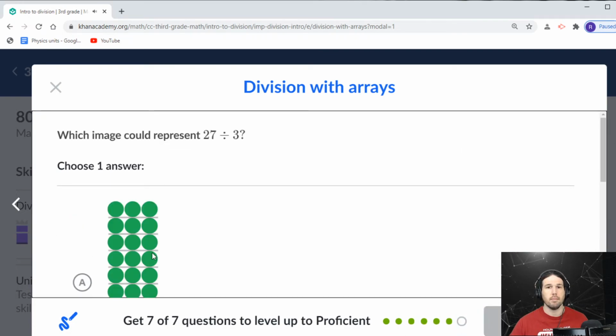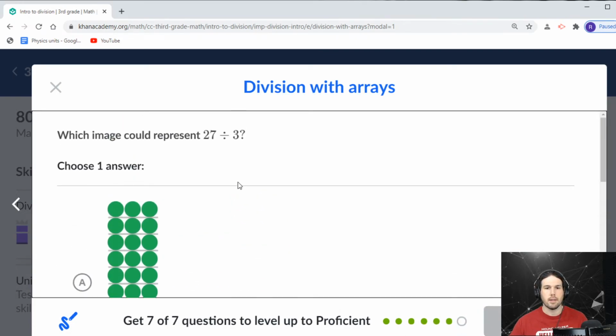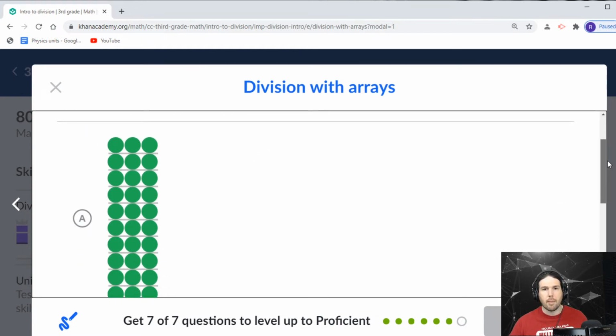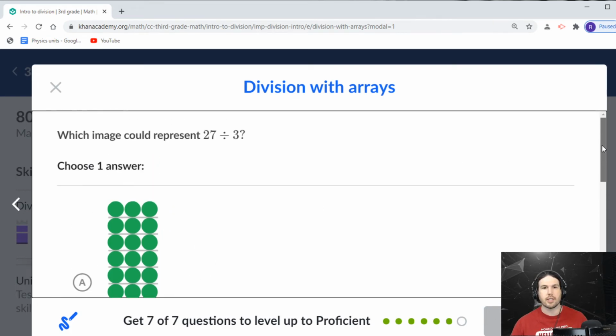Moving on. 27 divided by 3. Ugh. All right, how many of these are there? 1, 2, 3, 4, 5, 6, 7, 8, 9, 10. Let's make sure I counted that right. 1, 2, 3, 4, 5, 6, 7, 8, 9, 10. Okay, this is 30, so that's not correct.